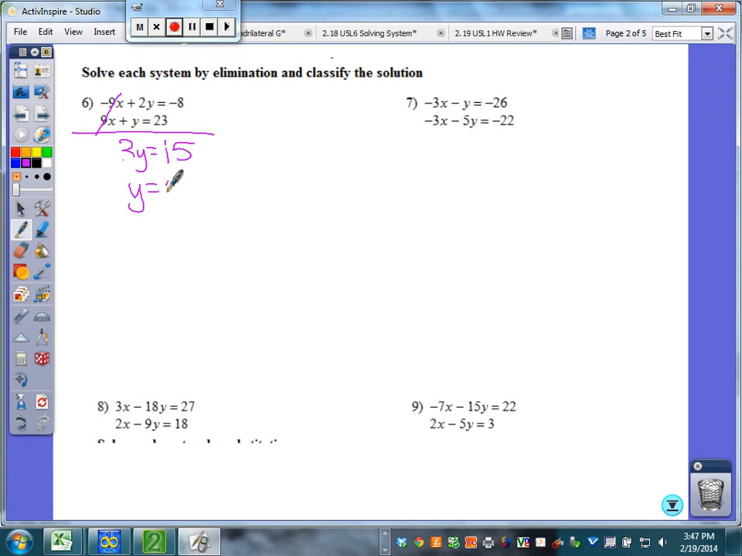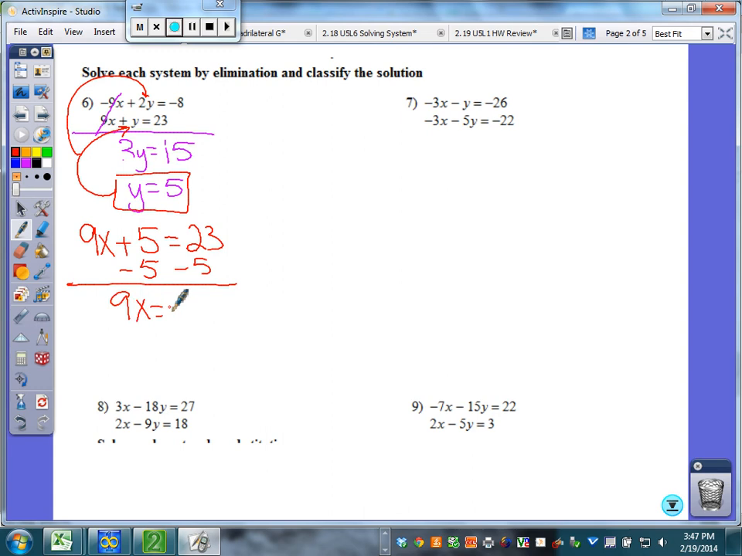So y equals 5. Now I'm going to take that y value right here and plug it back into one of the other equations. It doesn't matter which one. I'm going to pick the bottom because there's nothing in front of y there. So I have 9x plus what y is equal to, which is going to be 5, equals 23. So I subtract the 5 from both sides, and 9x equals 18, therefore x equals 2. So my solution to this is going to be 2, 5.